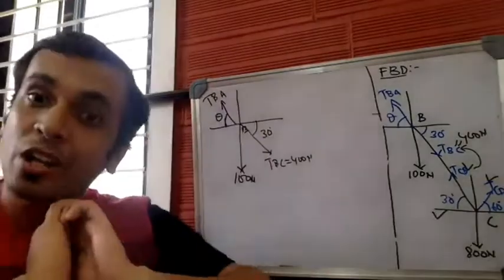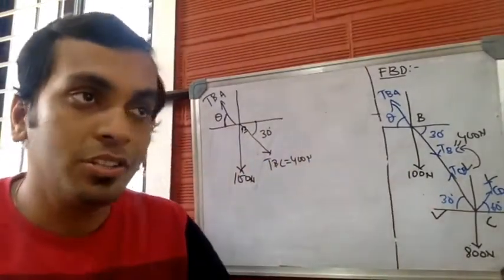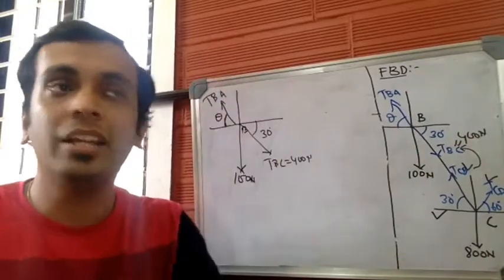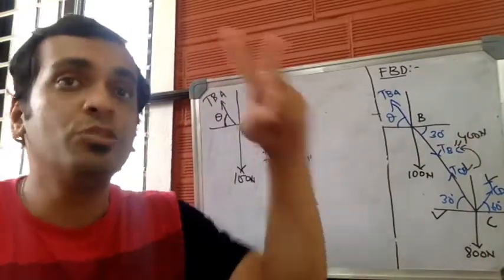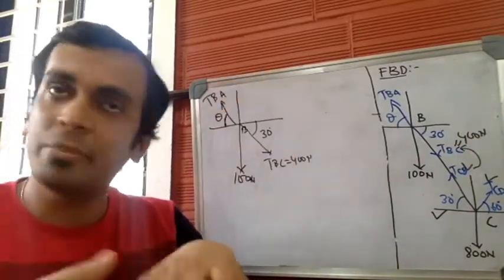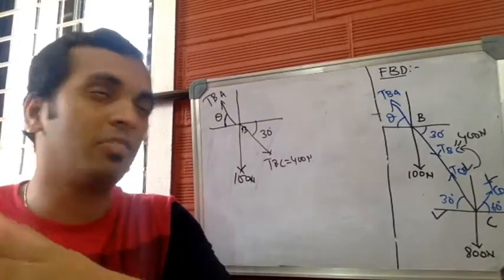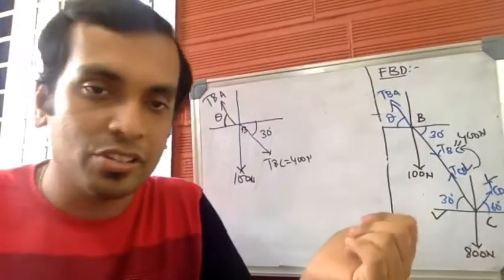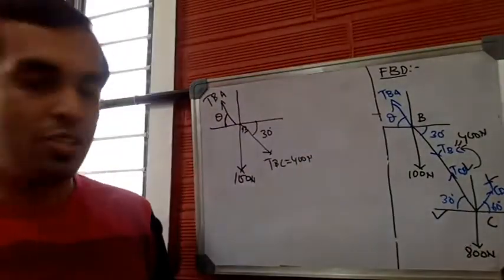Theta is unknown, so you cannot apply Lami's theorem. Since you cannot apply Lami's theorem, the only alternative is to apply conditions of equilibrium. There are only 2 ways. If you can apply Lami's theorem, it's well and good, you can go with Lami's theorem. If you cannot, the only way out is to apply the conditions of equilibrium.